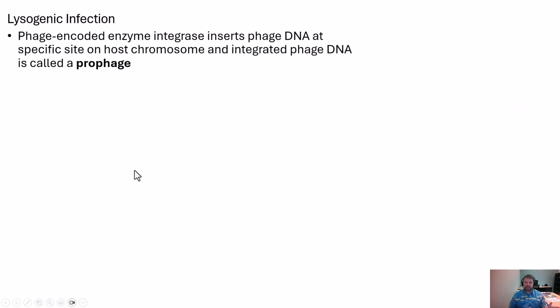Lysogenic infections are a little bit different. Okay, so again, these are stages at which there's a latent period. The phage is going to go through the first attachment and insertion of genetic material, but then the genetic material, instead of being transcribed and translated, is incorporated into the genetic material of the host cell. Normally there's a repressor attached to that phage DNA, and that repressor doesn't allow the transcription and translation process to take place right away. So it gets integrated into the host DNA. When that happens, we call it a prophage.